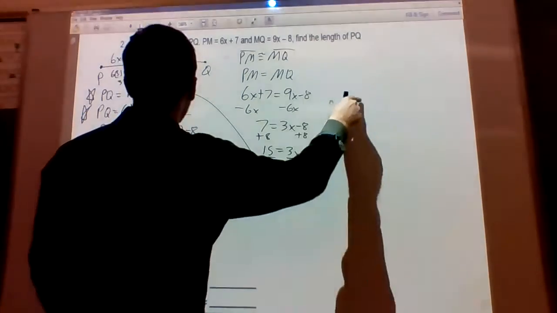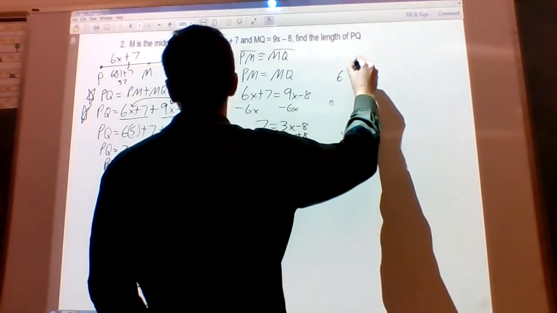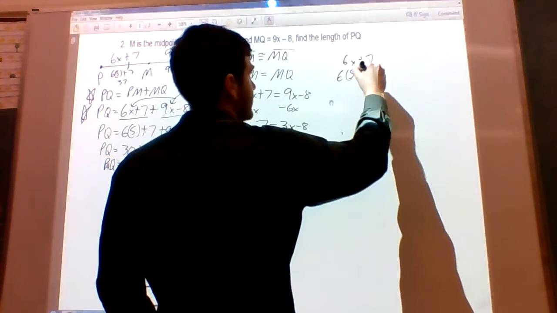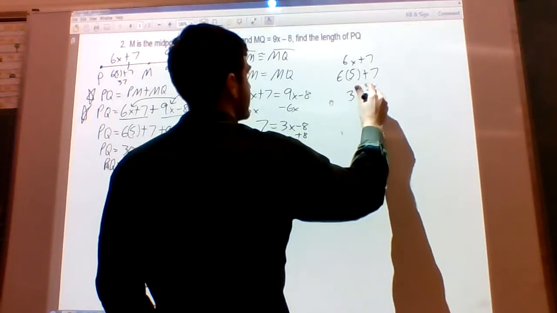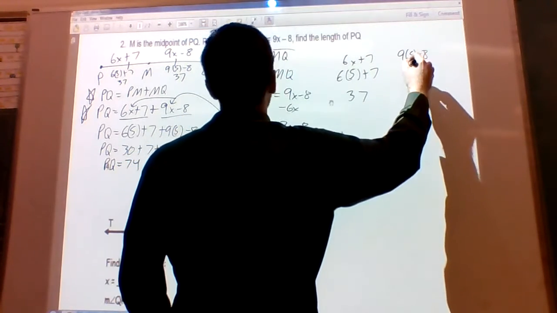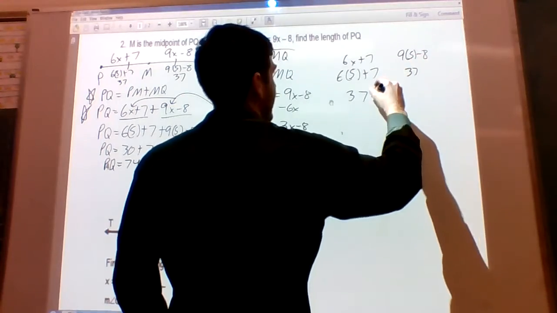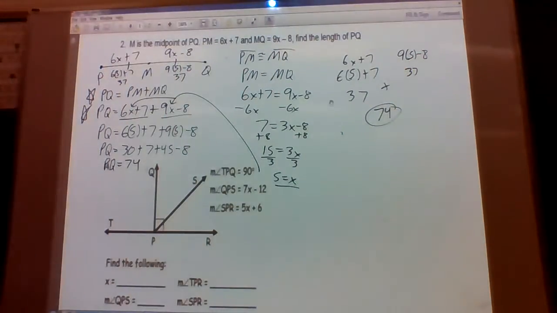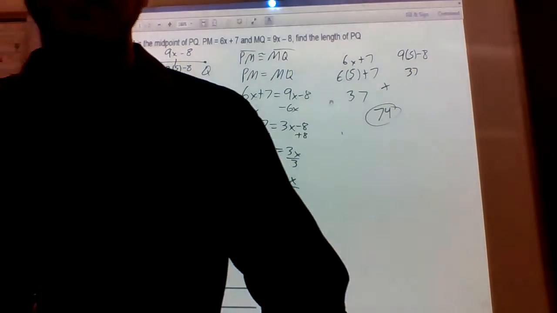So you could have gone, okay, 6x plus 7. So 6 times 5 plus 7 is 37. And then 9 times 5 minus 8 is going to be 37. Add those two together, we have 74. It doesn't need to be formally written out like this, just as long as you know what you're doing and you get the answer. But if you do it like this, you're less likely to make mistakes and there's a better chance for me to give you partial points.